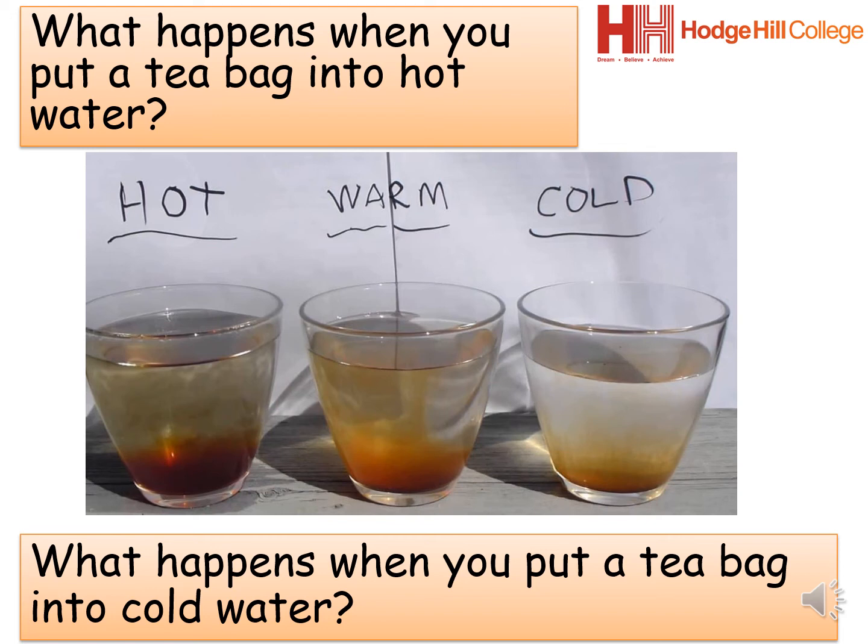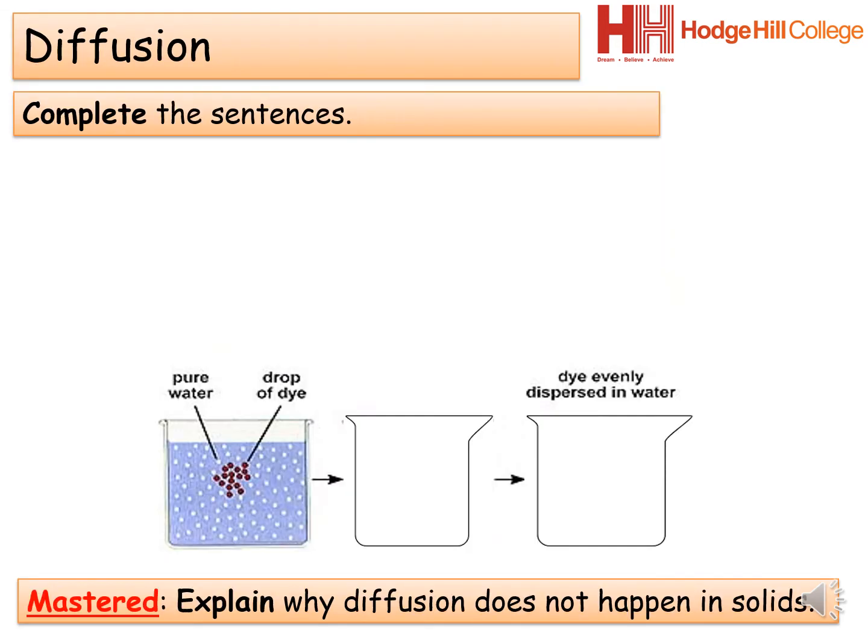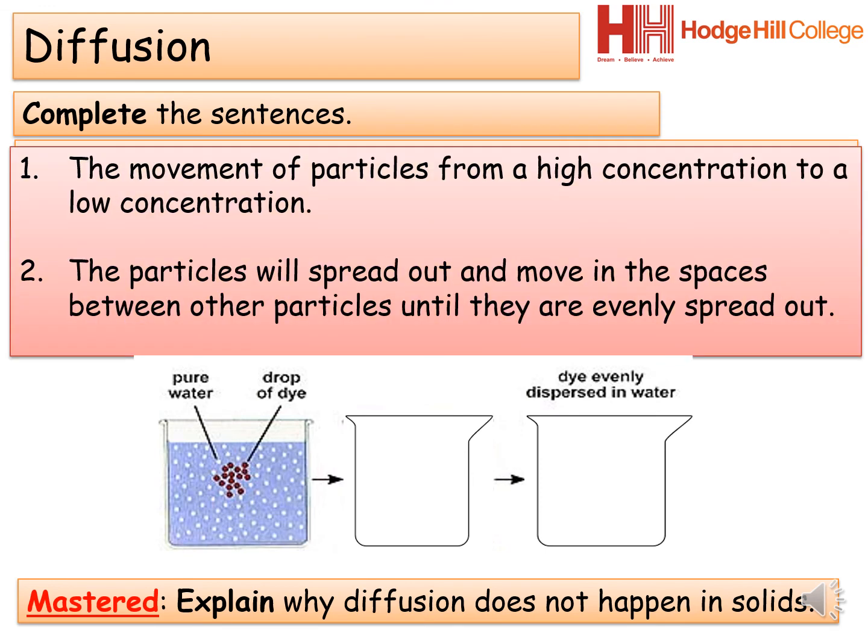So what happens when you put a tea bag into hot water? As you can see, these are the results from hot, warm and cold water. So what is diffusion? Diffusion is the movement of particles from a high concentration to a low concentration. For example, the tea bag. All the concentration is based around the tea bag and it will spread around to the rest of the cup of tea once the particles have the energy, especially in hot water. The particles will spread out and move into the spaces between other particles until they are evenly spread out.